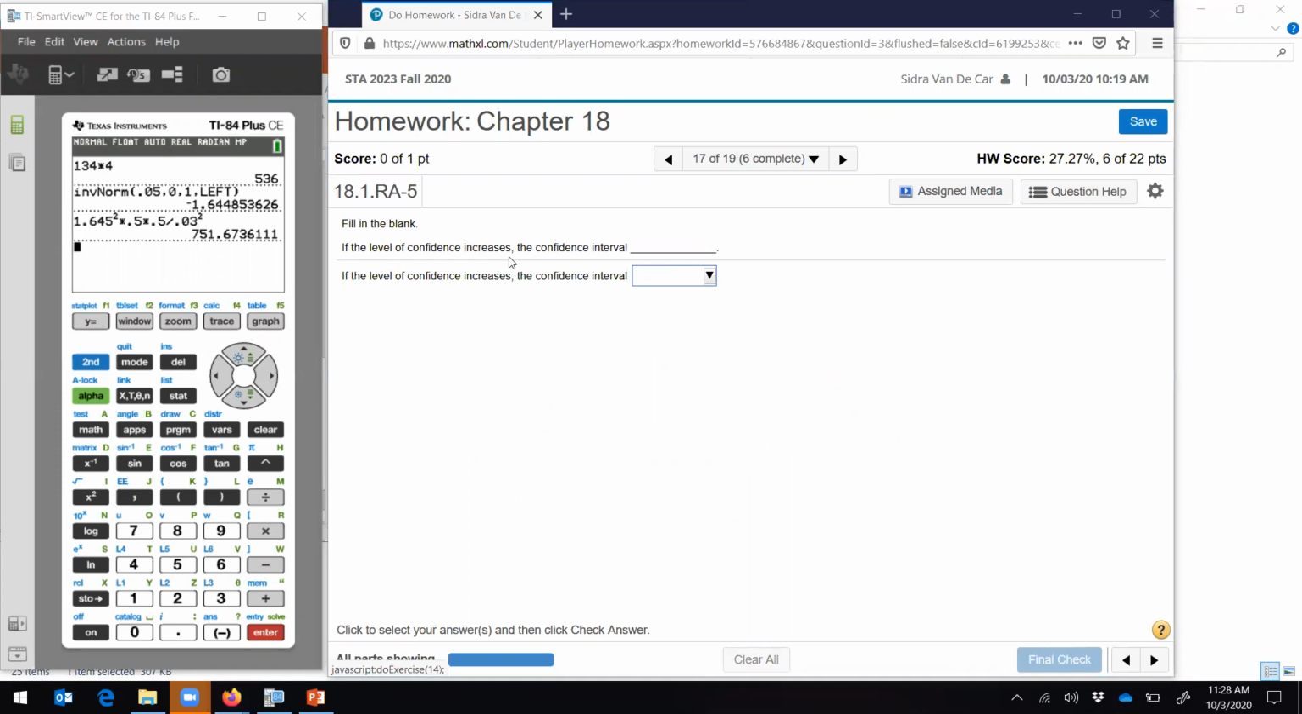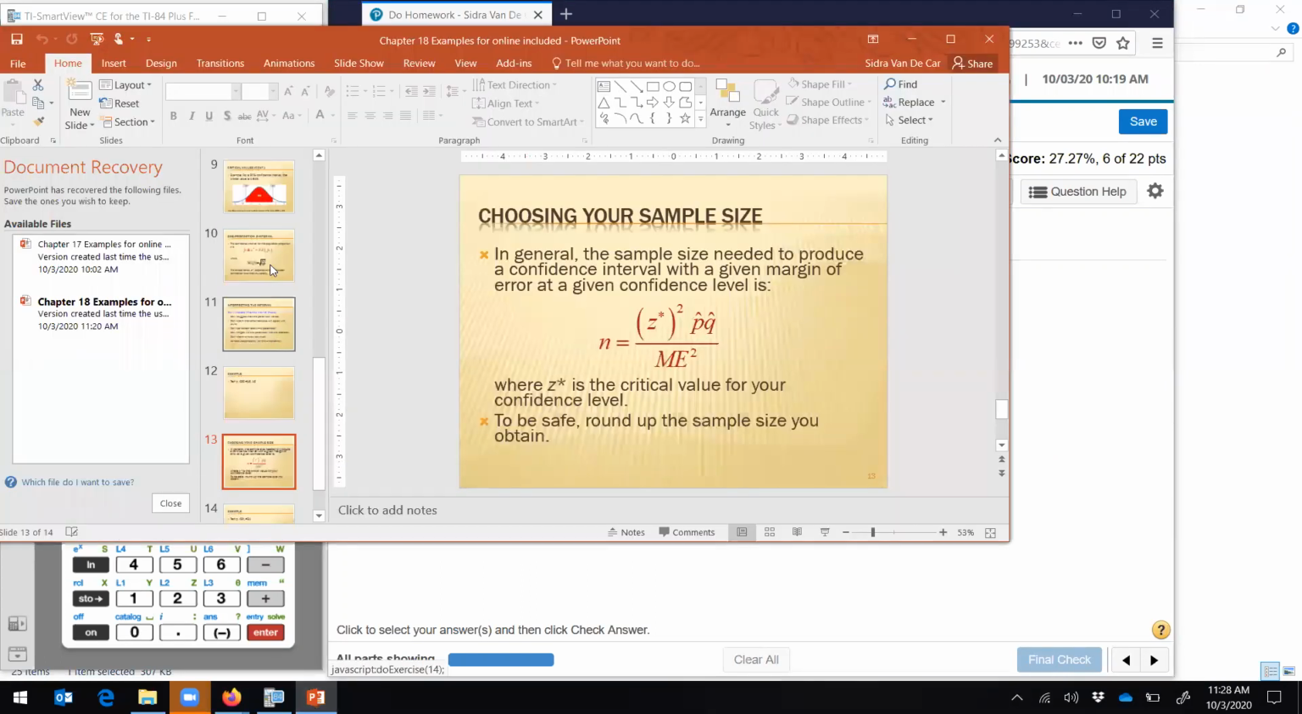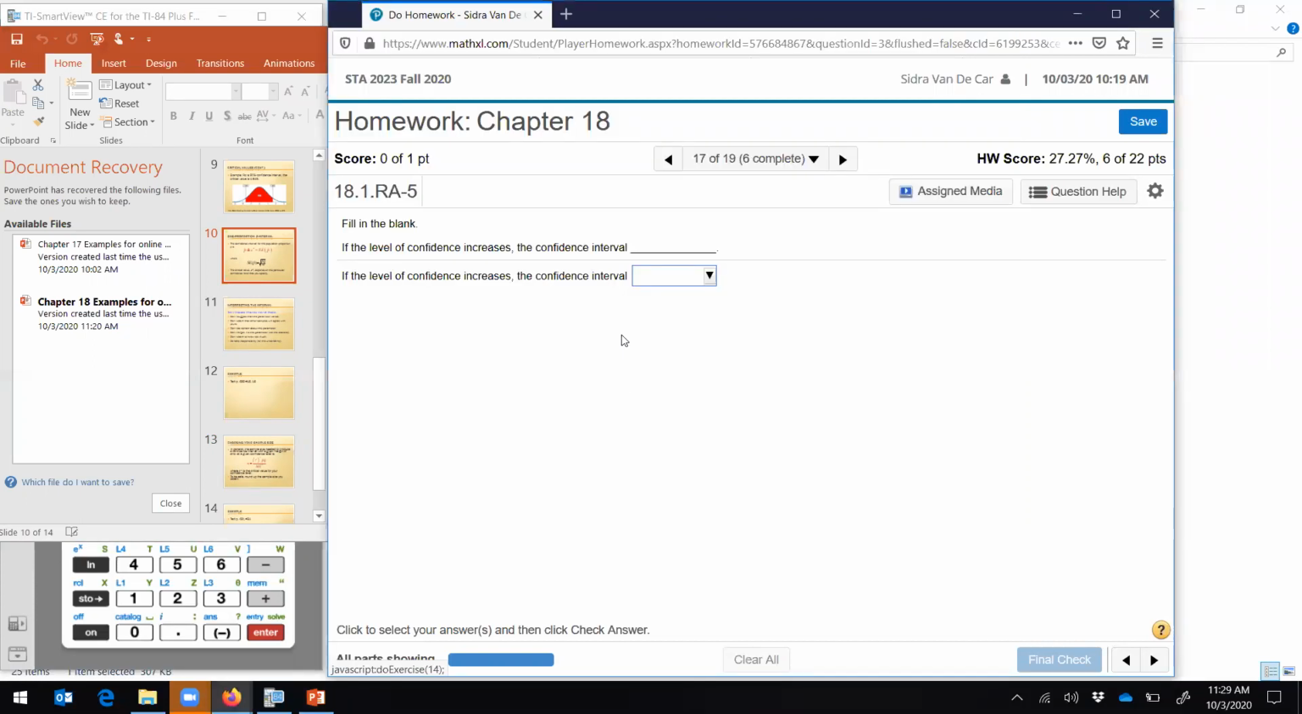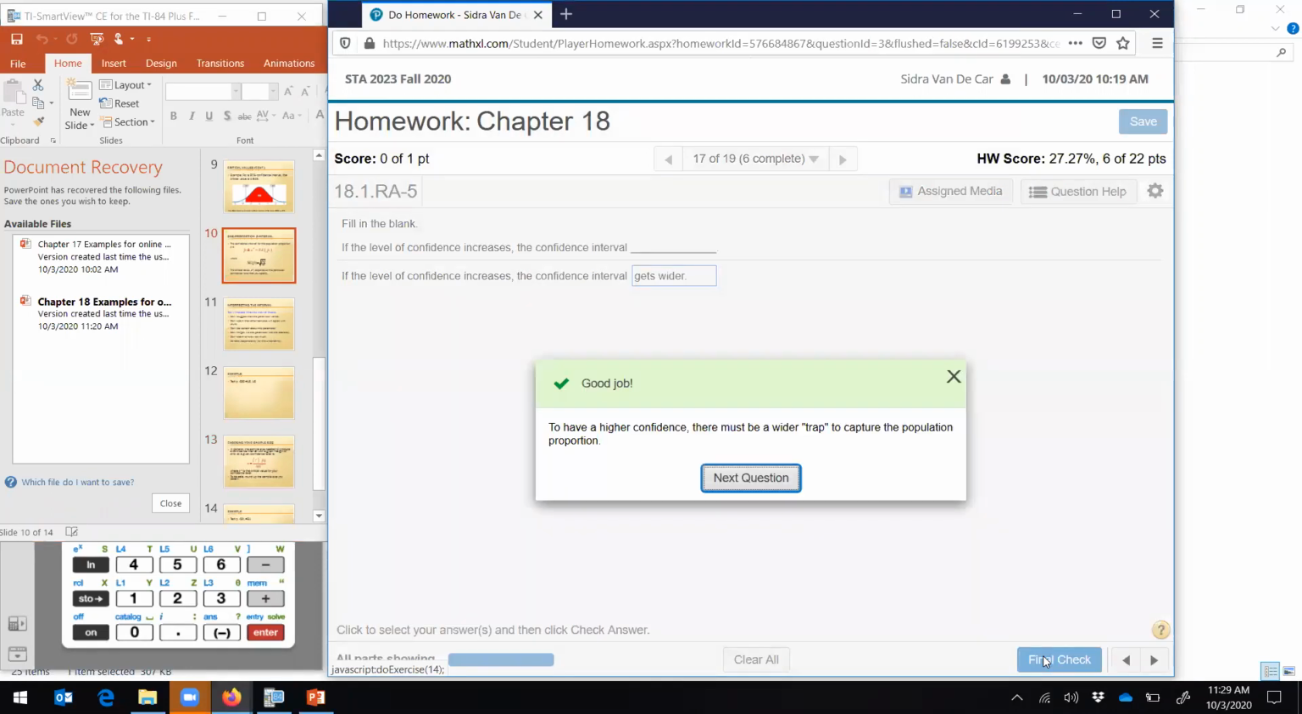If the level of confidence increases, go back here. See, this is my margin of error right here. So if this gets bigger, then the interval gets wider because I'm multiplying by a bigger number. Again, I can be more confident when I cast a wider net. A smaller net generally means less confident.